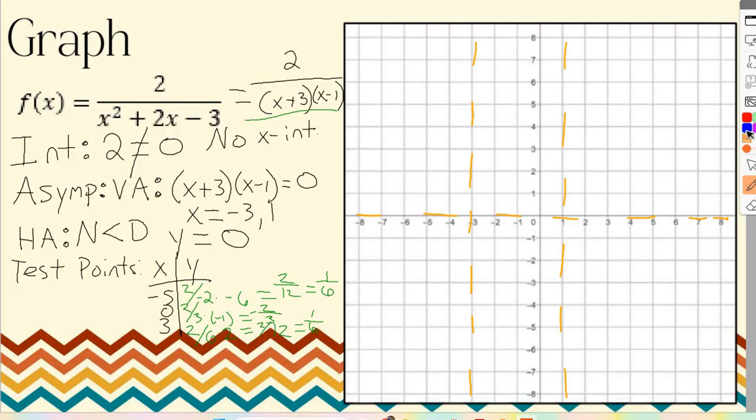So I'm gonna plot those points. So -5, positive 1/6. So we're just a little bit up. Probably too high. 0, -2/3. So we're a little bit more halfway down. And then 3, 1/6 again.